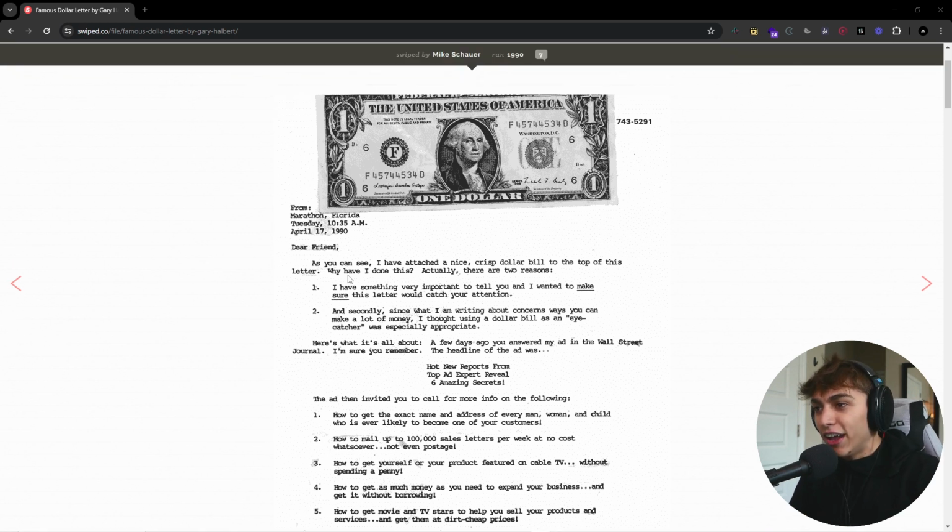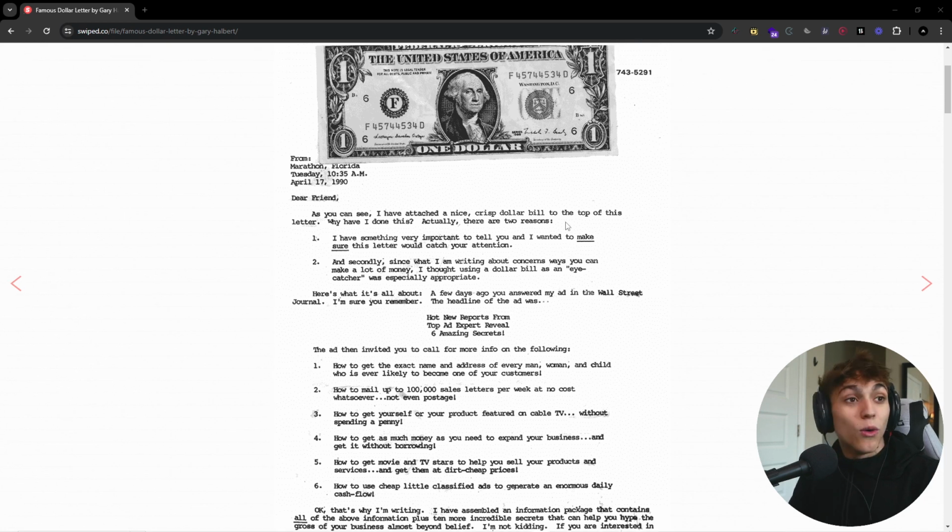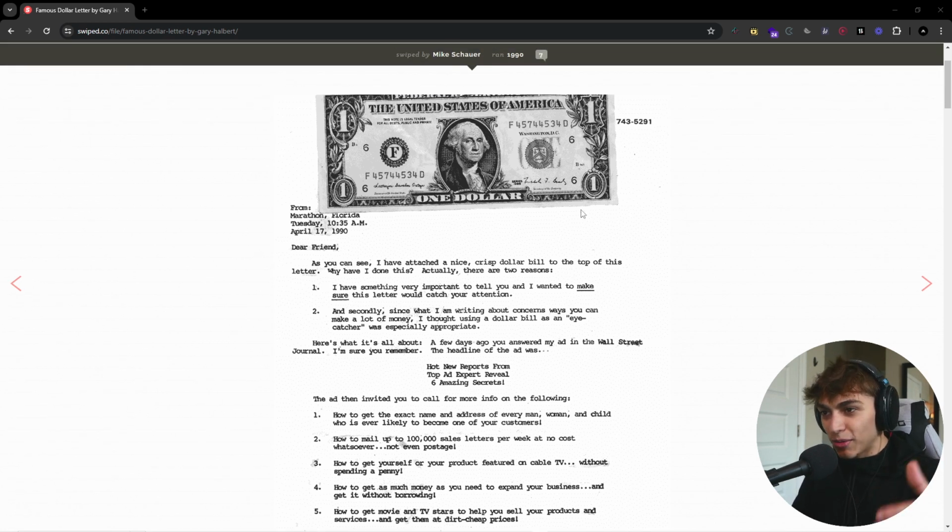So his headline, as you can see: I've attached this nice crisp dollar bill to the letter. And why have I done this? Well, now he's giving you an explanation of what he's doing, making you trust him a little bit because he's just explaining what he's doing. You don't have to assume anymore. He has something very important to tell you, and he wanted to make sure this letter would catch your attention. And secondly, since what he's writing you about is making a lot of money, he thought using a dollar bill as an eye catcher was especially appropriate.